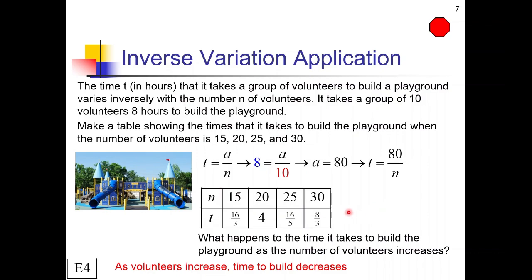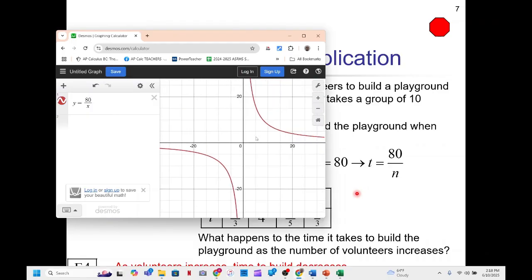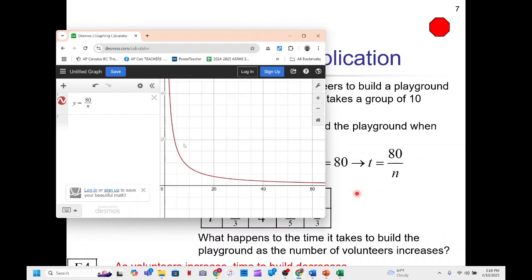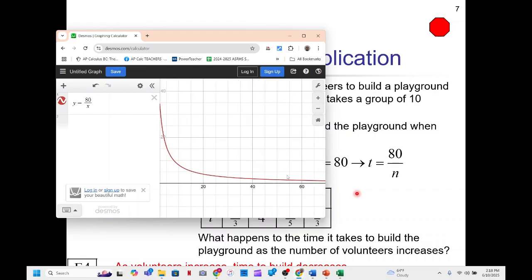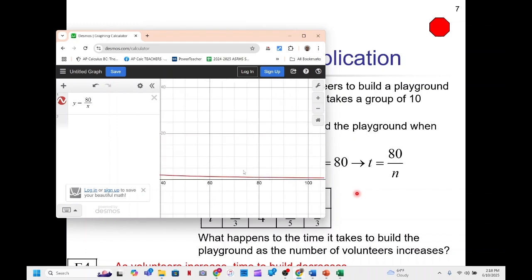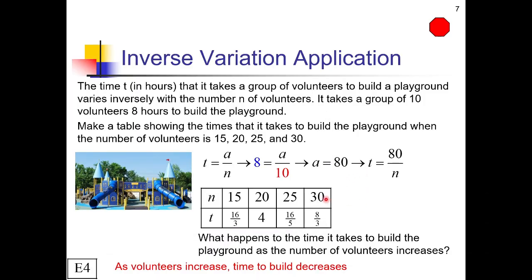In fact, if you wanted to just take a quick look at what this looks like on Desmos, let's write this as y equals and then a fraction 80 over x. And it's kind of hard to see what's going on, but if we zoom out and just look at the positive values, because we don't want negative volunteers, right? If you look at as the number of volunteers increases, the time, which is this y value, to build the playground is definitely continually decreasing, but it is kind of leveling off. And in fact, we can't get down to a time of 0. We can't build it instantaneously no matter how many volunteers we have. So anyway, that's kind of neat.